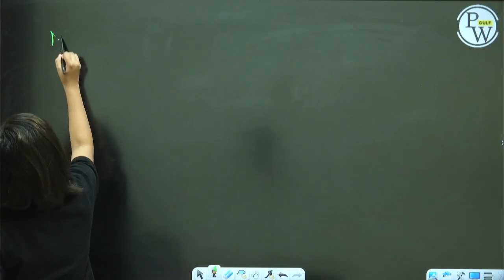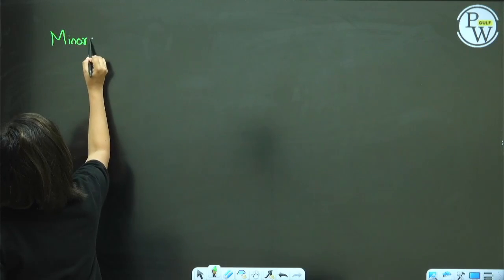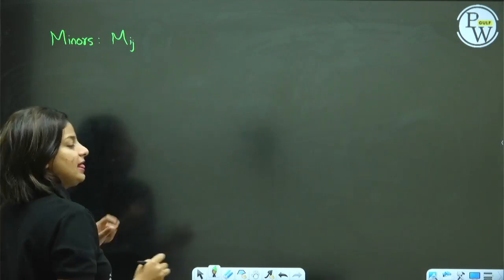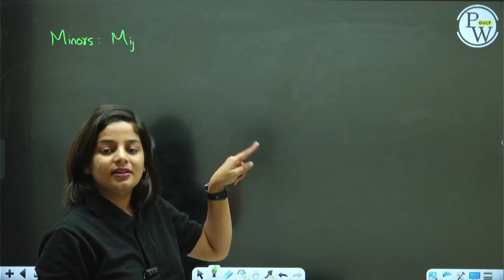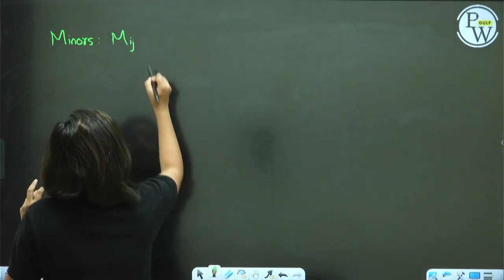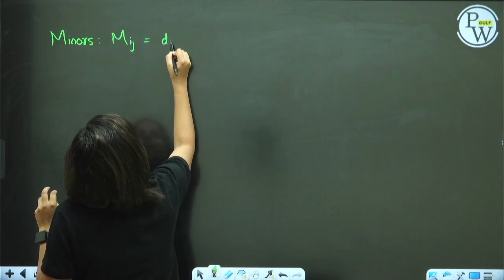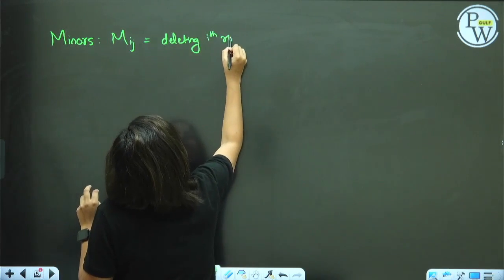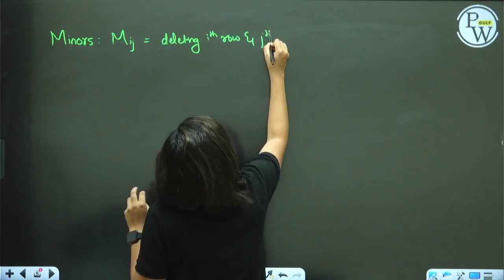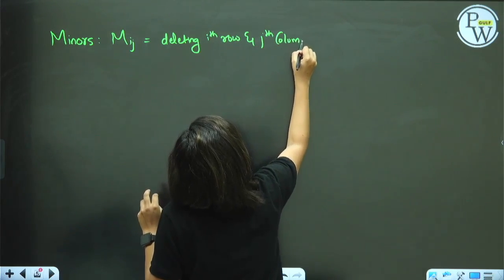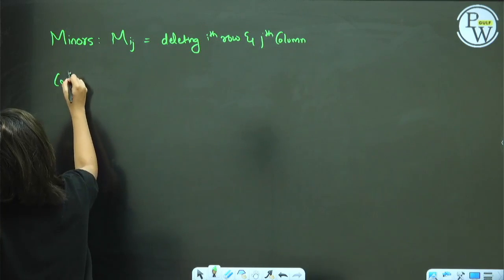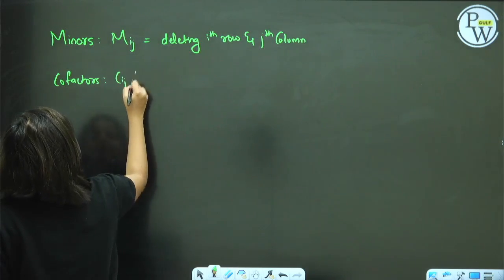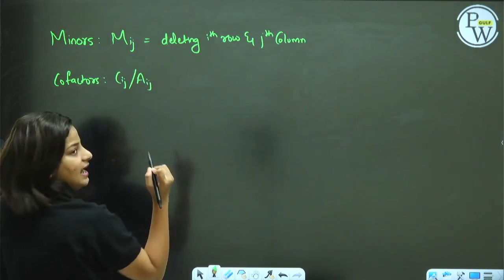Next topic is minors and cofactors. What is a minor in a determinant? It's written as Mij. That means as many elements as there are, those many minors are present. Mij is obtained by deleting the ith row and jth column. Anybody has any confusion, it will be cleared. Wait for a moment.